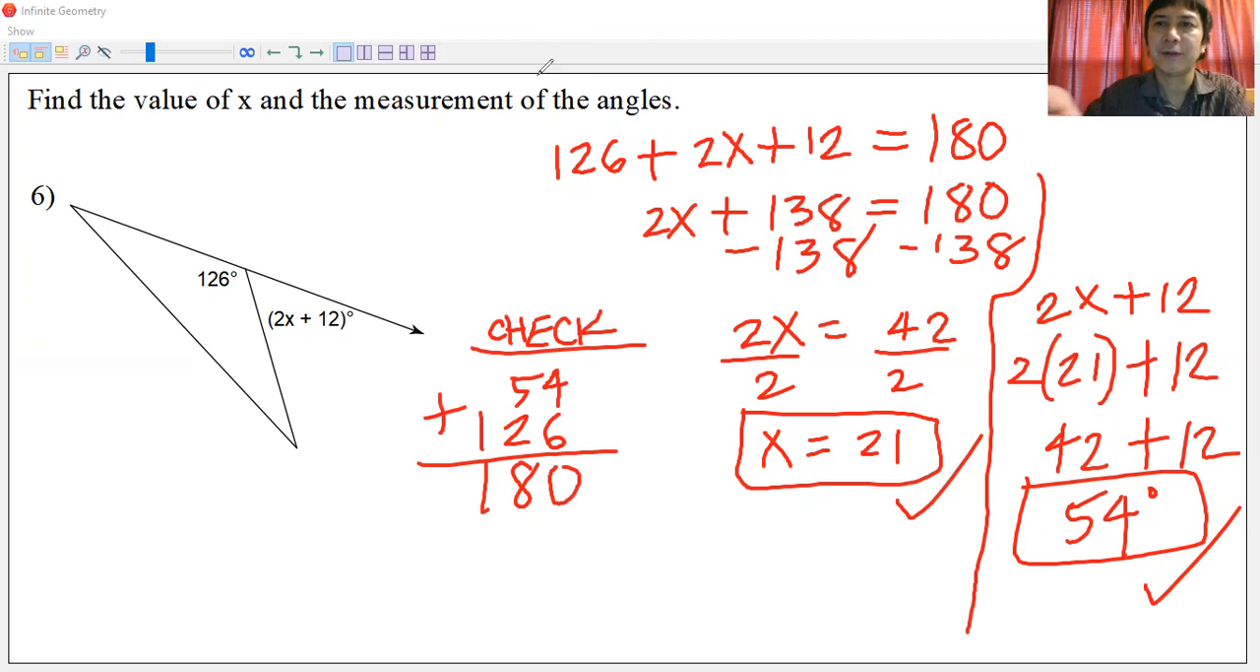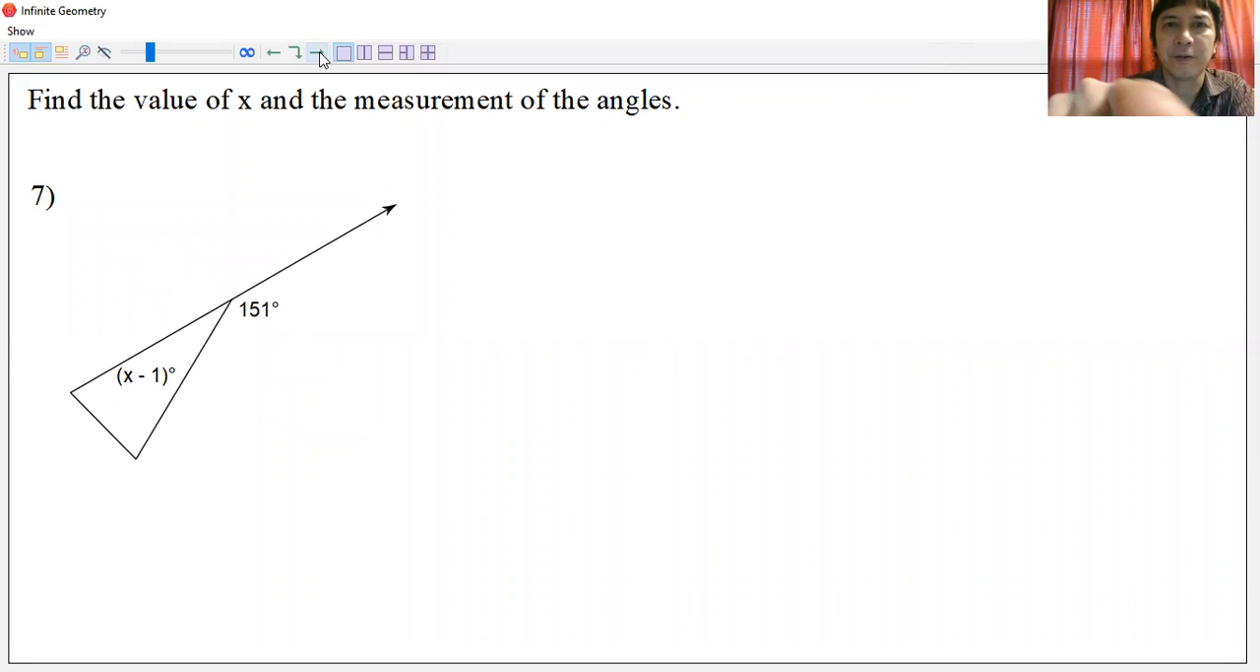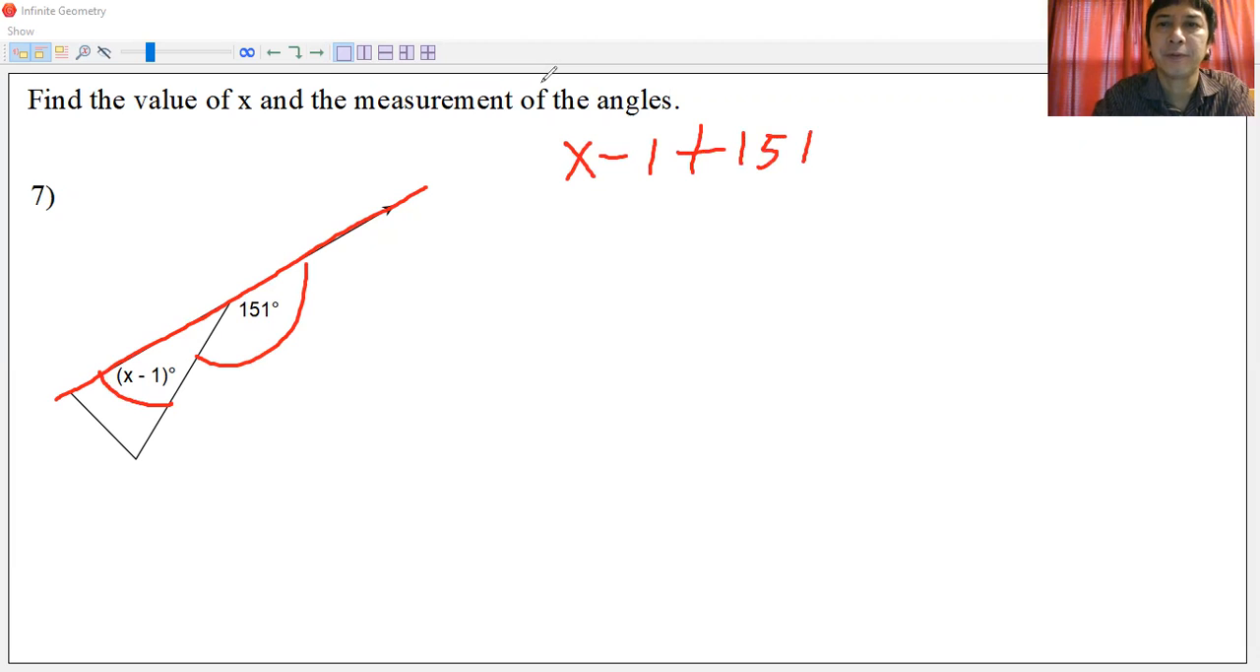Number 7 now. Let's continue with number 7. Let me clear the screen. Here is number 7. We can see a straight line here. This is the measurement of one angle. This is the other, for a total of 180 again. They form a linear pair. So our equation is x minus 1 plus the 151 must be equal to 180 degrees. So the negative 1 and the 151 results to 150.